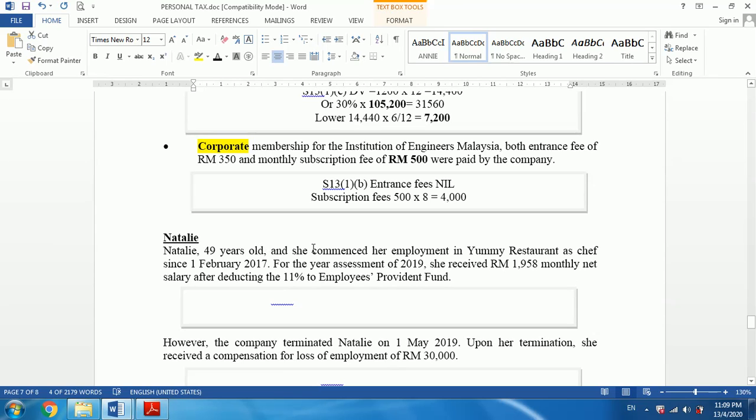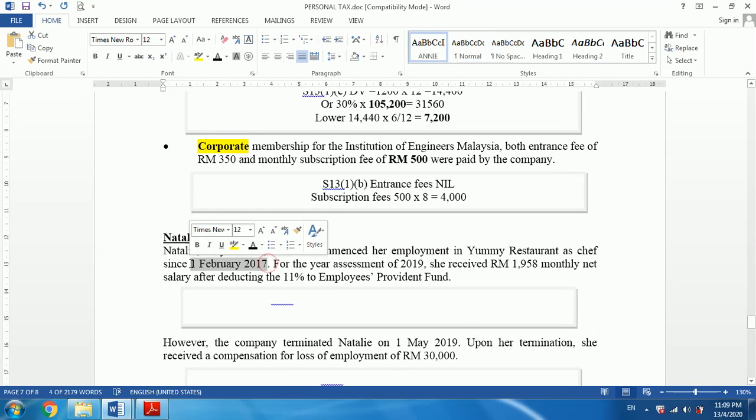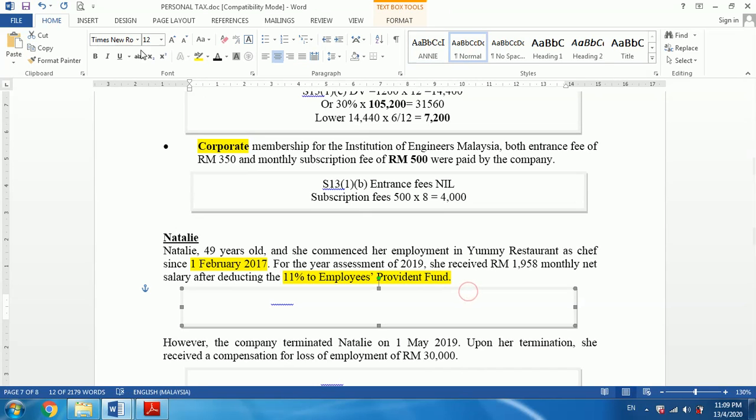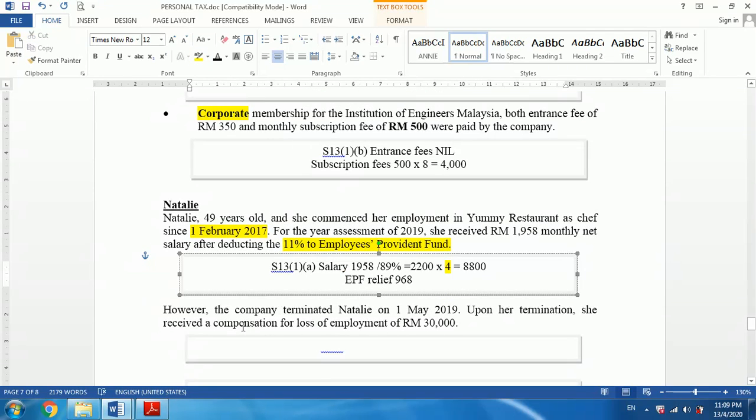Natalie is 49 years old. She commenced her employment in a Yummy restaurant as a chef since January 2017. For this year, she received a net salary of 1,958, which is after deducting 11% of EPF. So in this case, the information given to us for Natalie will be the salary, using net salary divided by 89%, so 2,200. But why are my answers here times only 4 months rather than 12 months? Because it relates to your next paragraph.